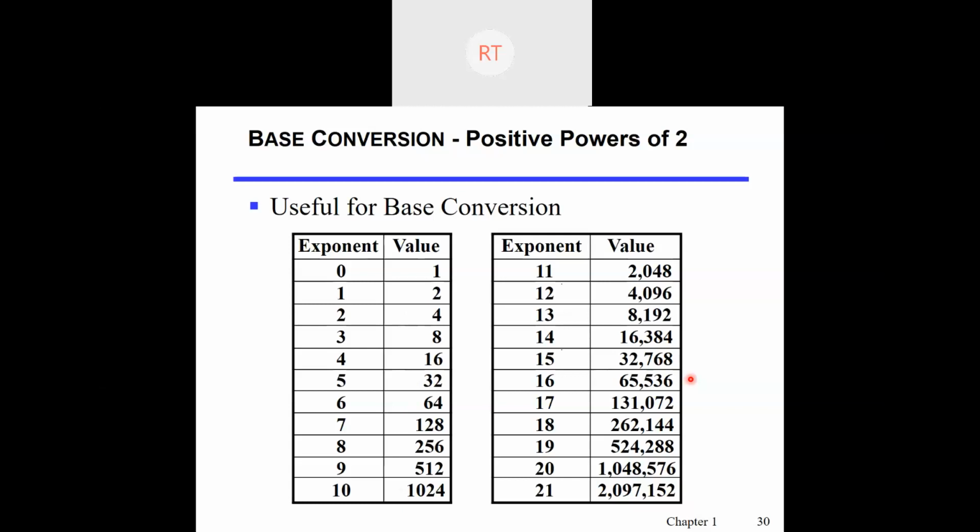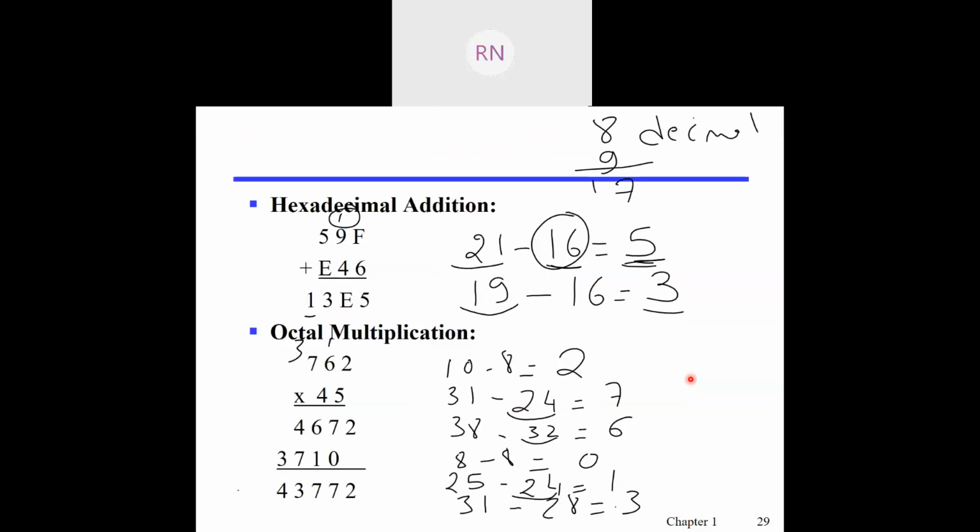Okay, clear? Doctor, can you please just go back one slide so I can see the results? I'm trying to do it myself. Okay. Clear? So it is 43772.